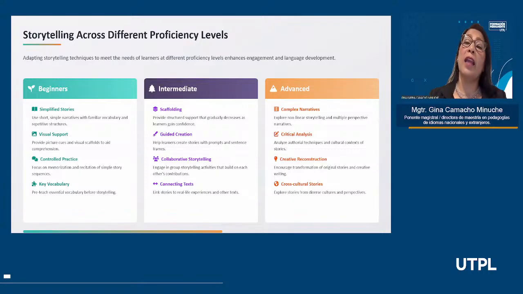In the case of advanced students, you can use complex narratives, exploring nonlinear storytelling, multiple perspective narratives, critical analysis, as they manage the language a little bit more. They can analyze authorial techniques and cultural context of the stories. You can ask them to create reconstruction, maybe encourage transformation of original stories and creative writing.